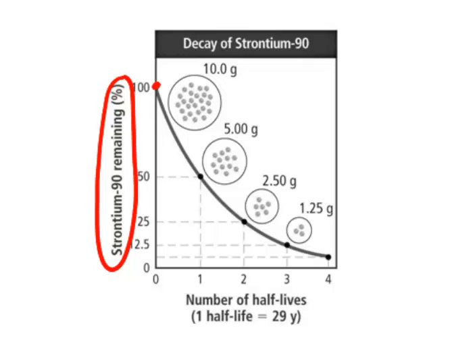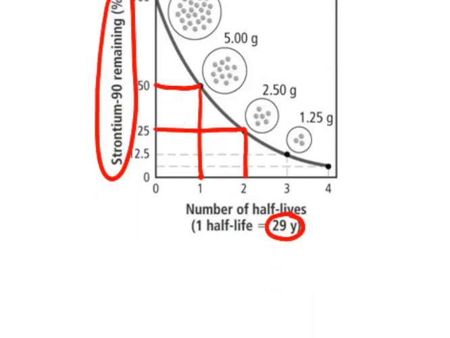Half-lives depend on what element it is. For strontium-90, it's 29 years. It could be 8 days for some elements. It could be 2.3 million years for other elements. And you'll notice after one half-life, we have 50%. After 2 half-lives, we have 25%, because we cut it in half every time. And that goes on all the way down to basically when there's nothing left.